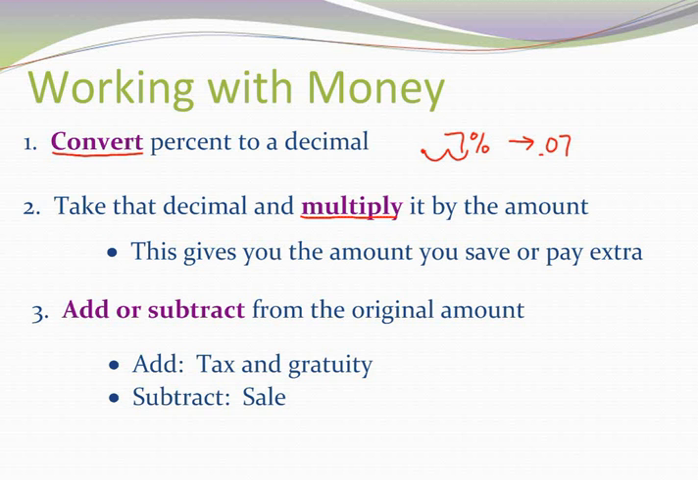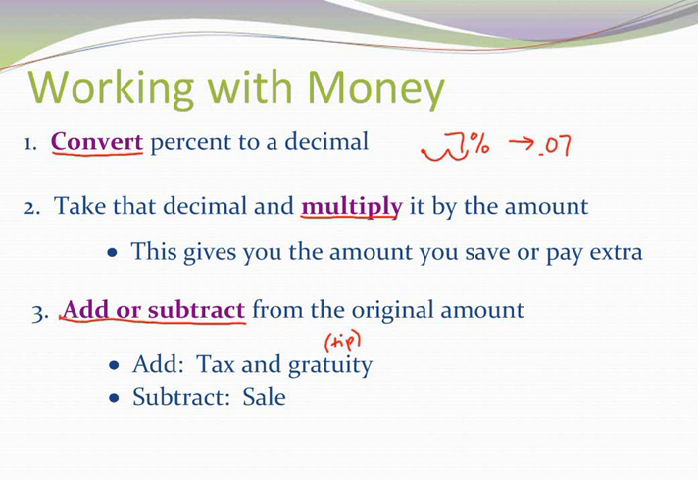This gives you the amount that you save or the amount you pay extra. Okay, a percent of the original. And then you'd like to add or subtract from the original amount. And we've already written this down. You can copy down the other one, but you need to know: you add tax and gratuity, also called tip, and you subtract sale. Okay, so if it's on sale or if it's a discount, you subtract. So you're going to convert, you're going to multiply, and then you add or subtract. Okay.